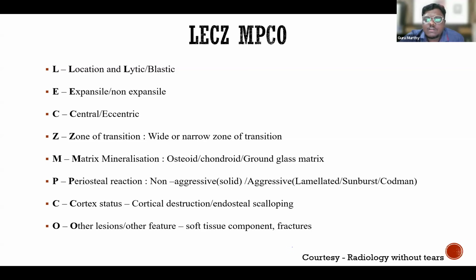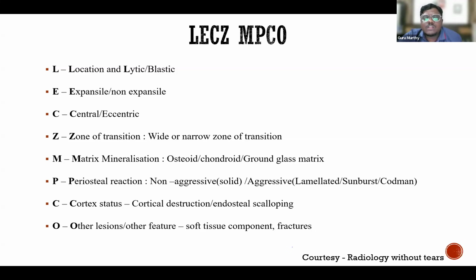E comments about the expansile or non-expansile nature of the lesion. C tells whether the lesion is in the center or eccentric location. Z, which is the most important feature, tells about the zone of transition. M stands for matrix mineralization. P stands for periosteal reaction.